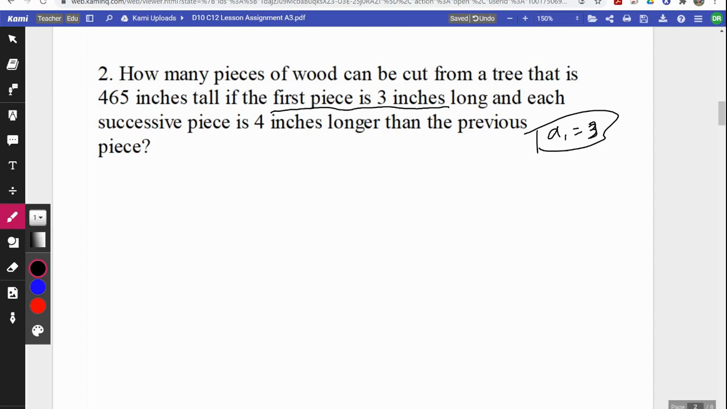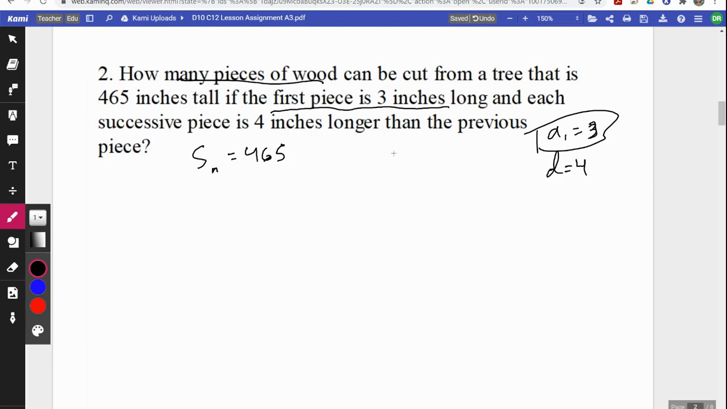Each successive piece is 4 inches longer than the previous. That sounds like each next piece is being added by 4, so that gives me a common difference of 4. That's D. And the question then is, how many pieces of wood can be cut from a tree that is 465 inches tall? So if I added up all of these pieces together, it would have to be 465. That's how tall it is. So essentially, I want to know how many pieces of wood. So in sum, we know that S sub n, the total, is 465.